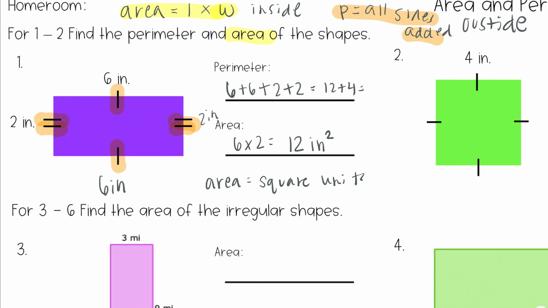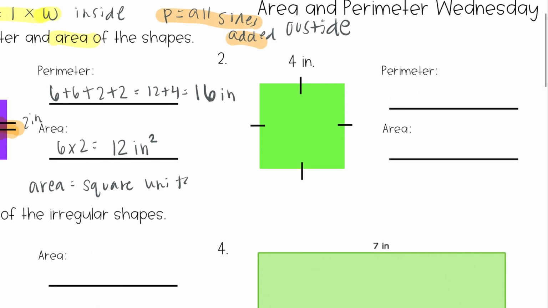So I add up all my sides. I have 6 plus 6 plus 2 plus 2. I know 6 plus 6 is 12, and 2 plus 2 is 4, and 12 plus 4 is 16 inches. And so that's the perimeter of that shape.